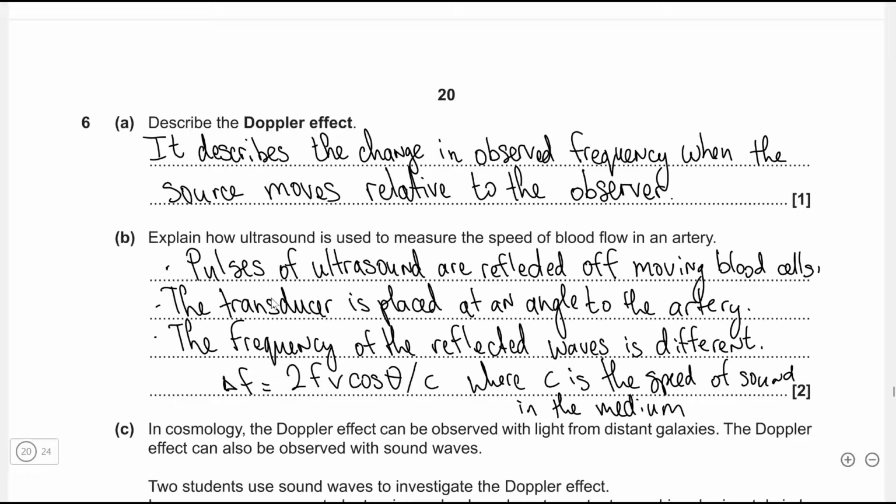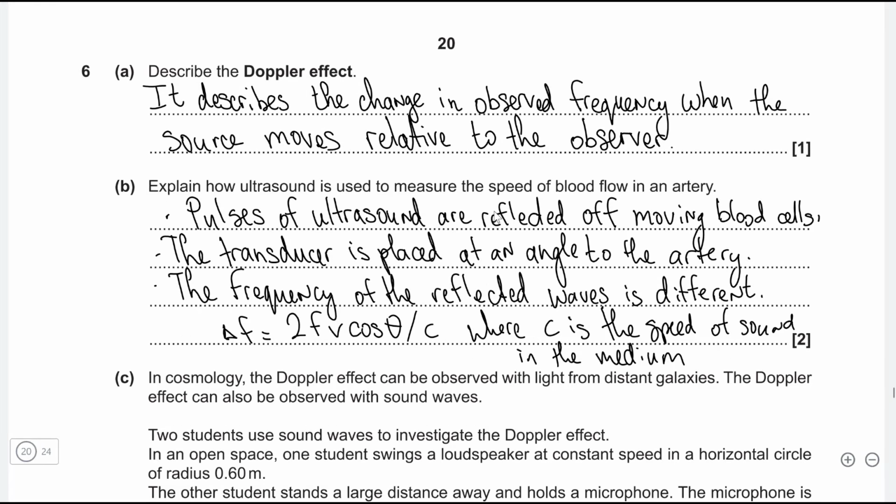Part B, explain how ultrasound is used to measure the speed of blood flow in an artery. Well, pulses of ultrasound are reflected off of moving blood cells. The transducer is actually placed at an angle to the artery, and then the frequency of the reflected waves is different.